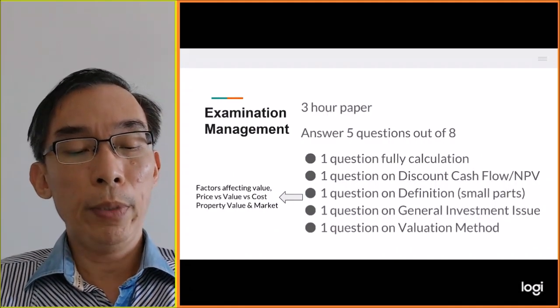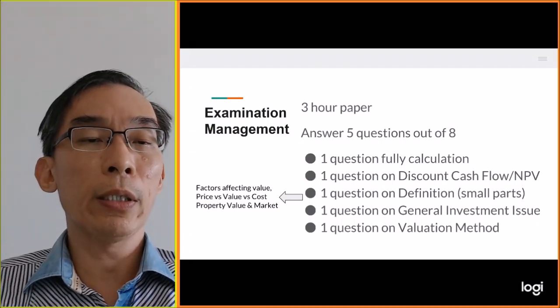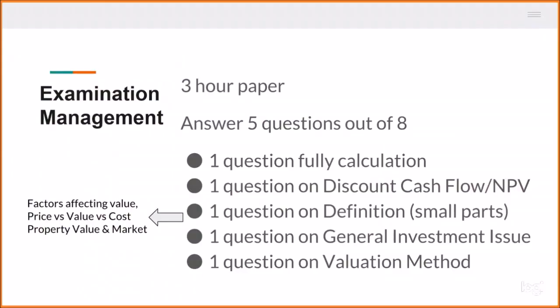So for examination purposes, this is examination management. It is a 3-hour paper, 5 questions out of 8. I would suggest these ways to choose your questions. One question fully calculation. If you are good in mathematics, this will be done in less than 10 minutes. One question on discounted cash flow or net present value. If you are good, draw a table and use a table format, then you can finish in quite a systematic manner, probably in less than half an hour or so.